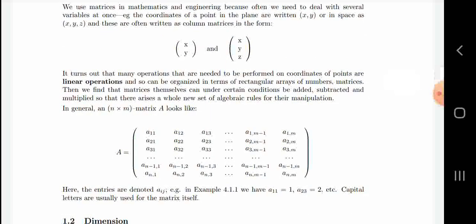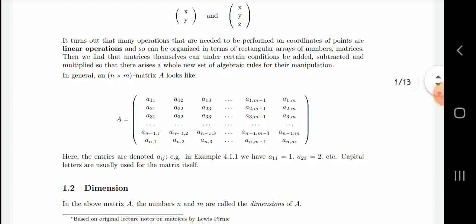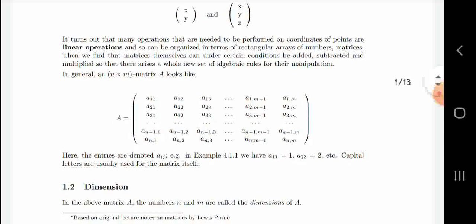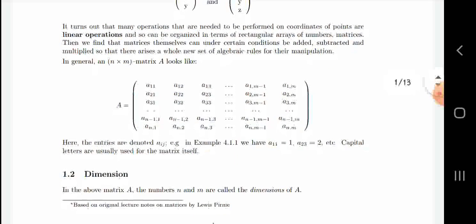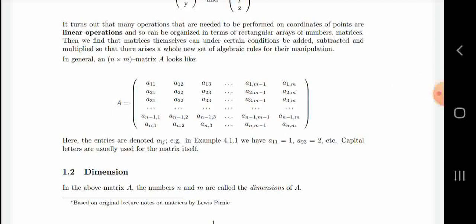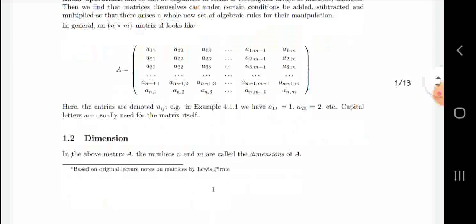So take a11 equal to 1, and a23 you can take as 2, because here they have given a2. Capital letters are usually used for matrices. We should use capital letters for matrices.